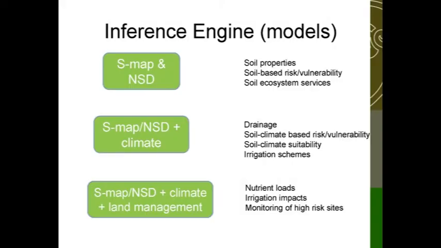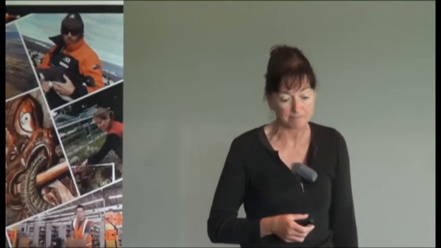Inference engine, the models. So there are 3 different layers, I guess. The first point is just looking at the soil properties only. So taking the NSD data, taking the SMAP, putting it into a model of some sort, and producing more information, further derived soil properties or risk, vulnerability, or ecosystem services.